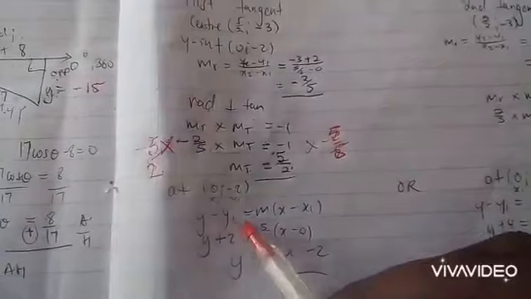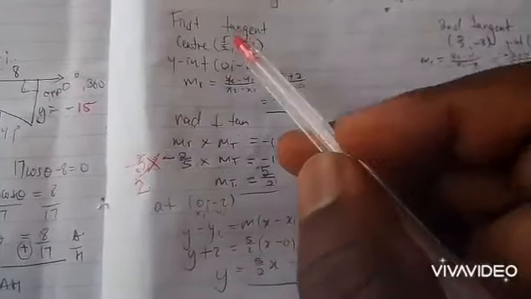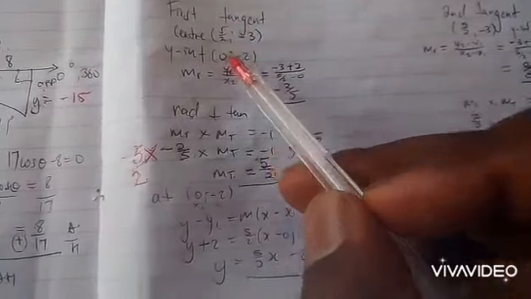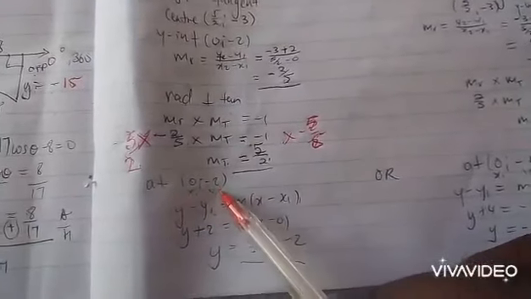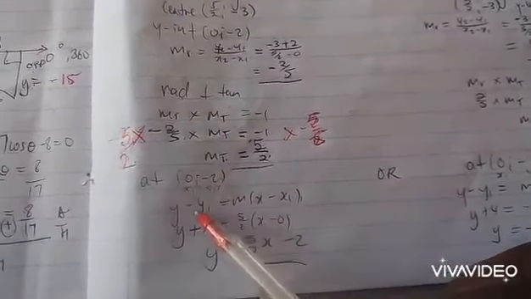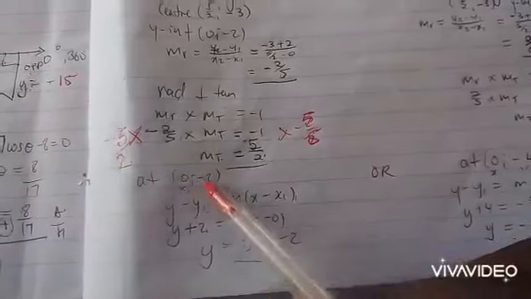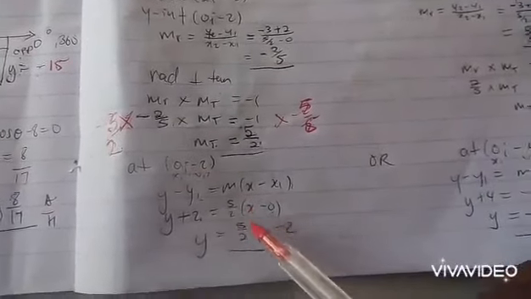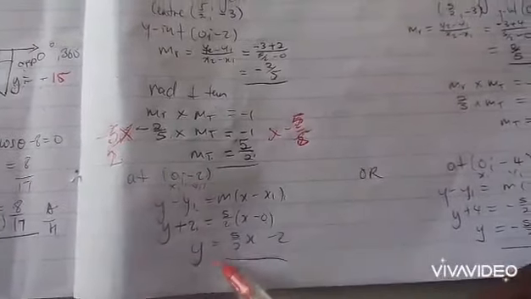Then we use y minus y1 equals m into x minus x1. We use the coordinate where the tangent cuts the y-intercept as x1 and y1. Substitute: negative times negative is positive, and 0 times this is just 0. Transpose this, and you've got the first tangent.